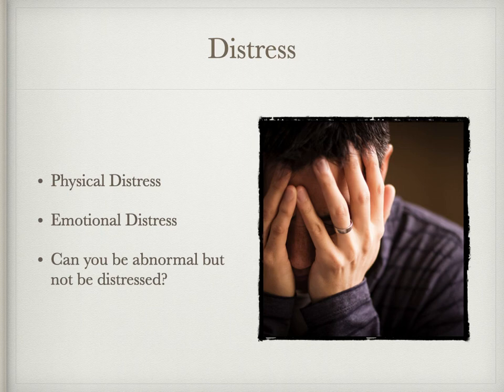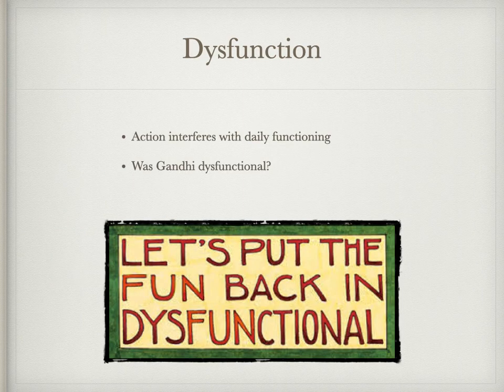But when a family member, for instance, would hear them talking to somebody that wasn't there, that would most definitely be distressing to that family member. So, deviance, distress. The next one is dysfunction. This is kind of the easiest way to tell if a behavior is abnormal: if it keeps you from living the life you would want to live. So if it interferes with your daily functioning, then a behavior is considered to be abnormal.